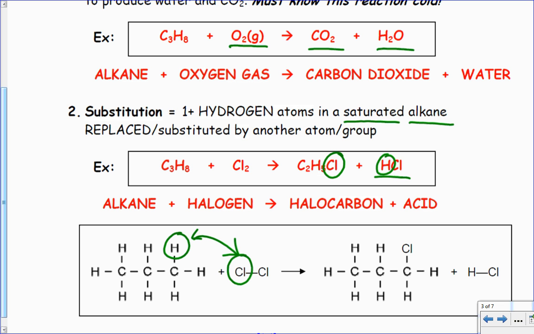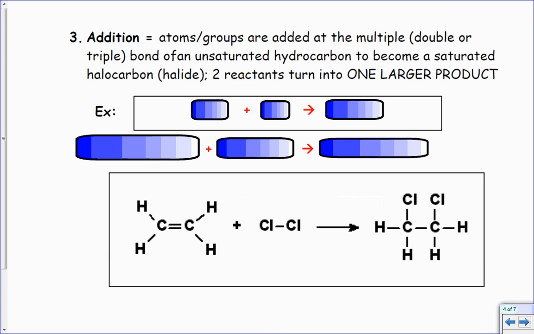So the H and the Cl swap, and then the Cl goes here, and the H is here, and there we go. So that's called a substitution reaction. There's a double swap. It's kind of like our old double replacement reactions. Okay, there's 2 things changing, so that's a substitution.